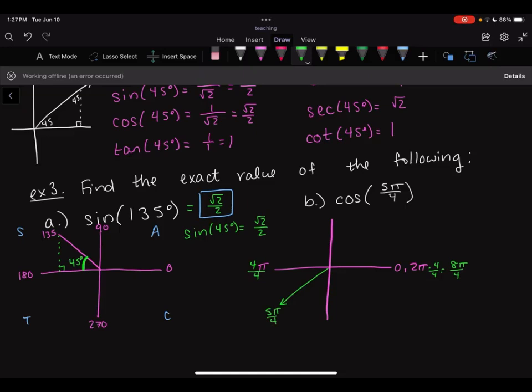Now we want to ask, how far is it from the x-axis? Oh, I don't mean to have the eraser on. How far is it from the axis? So how big is this angle right here that I just drew? What triangle are we really looking at? From 4 pi over 4 to 5 pi over 4, that is pi over 4, which is 45 degrees. Remember that pi over 4 and 45 degrees are really the same thing, it's just they're in different units.